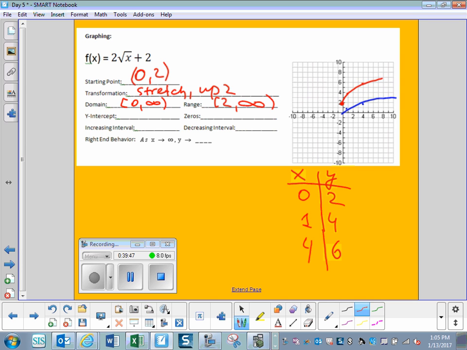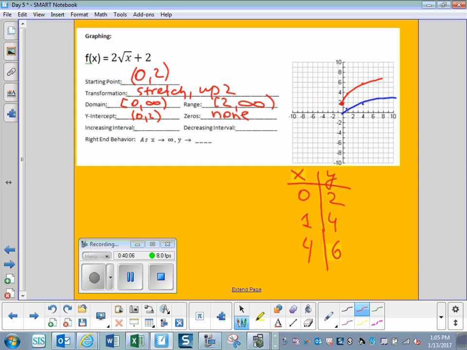What is my y-intercept? 0, 2. And what are my zeros? None. There is no x-intercept, because we start above the x-axis and then we go up, right? We never go down, never cross.